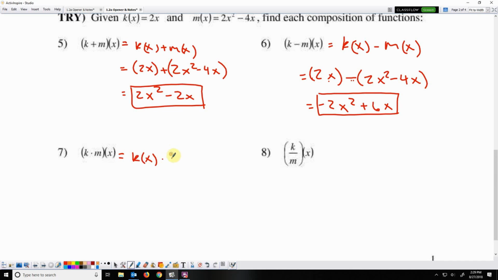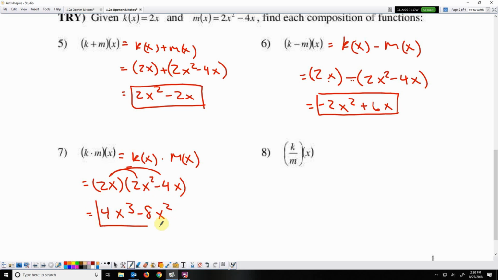k of x times m of x. So that's 2x times (2x squared minus 4x). Another time when the parentheses are going to matter. And here we distribute. So I get 4x cubed minus 8x squared.